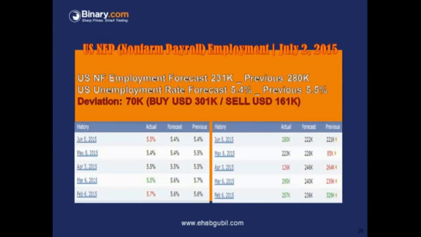If we get a significantly lower release on the non-farm payroll, 161,000 or worse, and slightly higher unemployment rate, 5.4% or more, I would be looking to sell the US dollar against stronger currencies, as speculation for the Fed to further delay the timing for the first rate hike. On the other hand, if we get a strong non-farm payroll release, 301,000 or better, and the unemployment rate falls or remains at 5.4%, dollar could strengthen, and I would buy dollar against other weaker currencies.